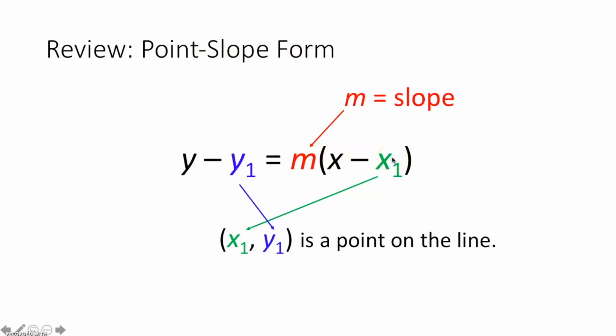This time, instead of giving us a y-intercept, we're given a point on the line instead. So here, m represents your slope, x represents your independent variable, y represents your dependent variable. x sub 1 comma y sub 1 is going to be a point on the line.